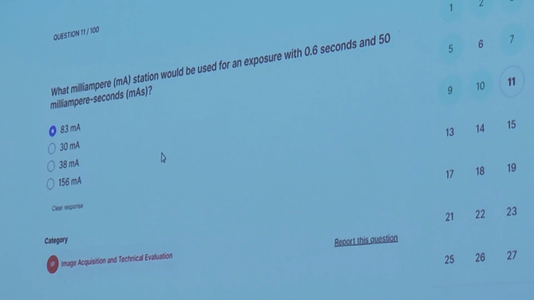Yes, that's right. So this is just a mAs formula question. It's asking you, do you know that mA times seconds equals mAs? So you're missing mA right here. They're asking you, what mA do you use? You have seconds, which is 0.6, then you have 50, which is your mAs. So you have x, your unknown, x times 0.6 equals 50. Then you just divide both sides by 0.6, and that will give you x, which is your milliamperes. So, very good.